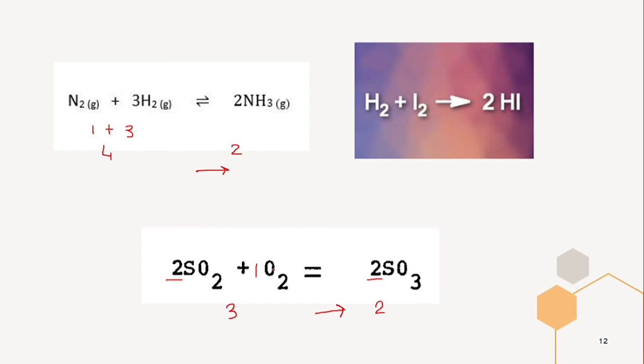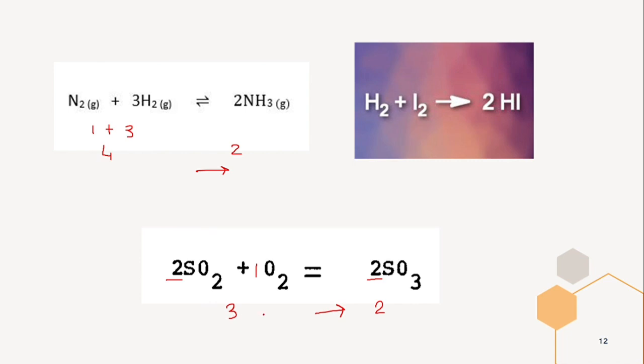So if I take the same reaction example, we are having 3 moles of reactants and 2 moles of product. So the reactant side is more. If I decrease the pressure, more of the reactant will be produced. So the equilibrium position will shift towards the reactant side, and sulfur trioxide will break down to produce more of sulfur dioxide and oxygen molecules.